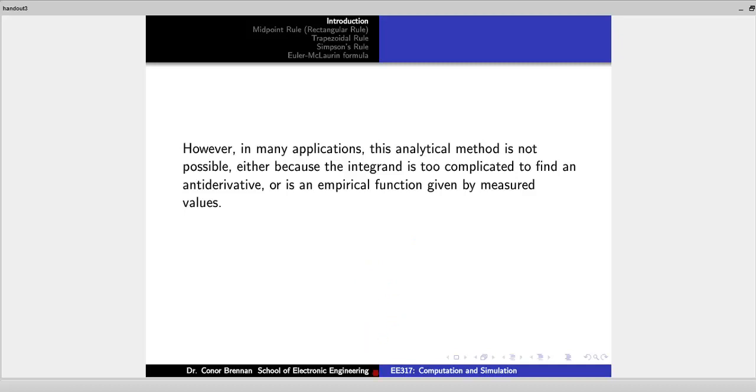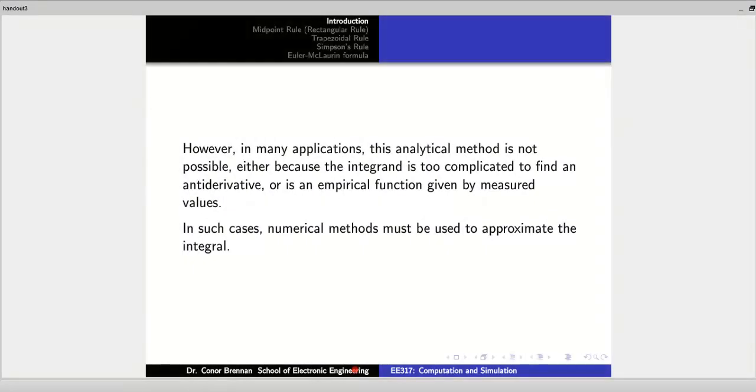We have to do it approximately in some way. The reasons we can't do it exactly are because the integrand is too complicated and we simply do not know what the antiderivative is, this function such that we differentiate it to get little f. Or it's an empirical function. You don't even know what the function is. All you have are sample values of it. When you have sample values of it, how do you integrate it? Okay, so we have to use numerical methods.